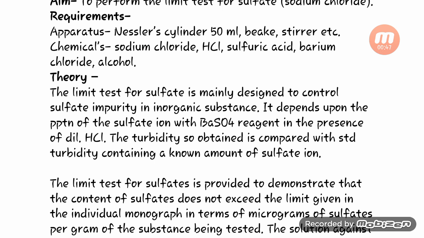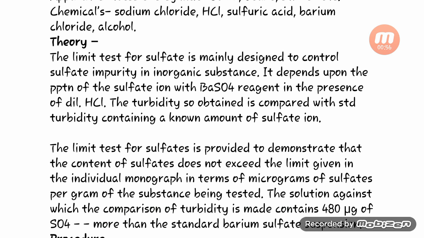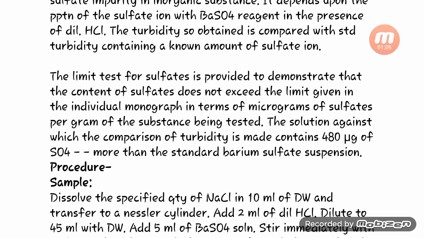It depends upon the reaction of the sulfate ion with barium sulfate reagent in the presence of dilute HCl. The turbidity so obtained is compared with the standard turbidity containing a known amount of sulfate ion. The limit test for sulfate is provided to demonstrate that the content of sulfate does not exceed the limit given in the individual monograph, in terms of micrograms of sulfate per gram of the substance being tested.